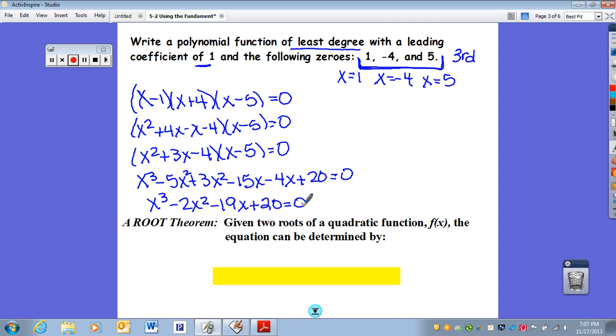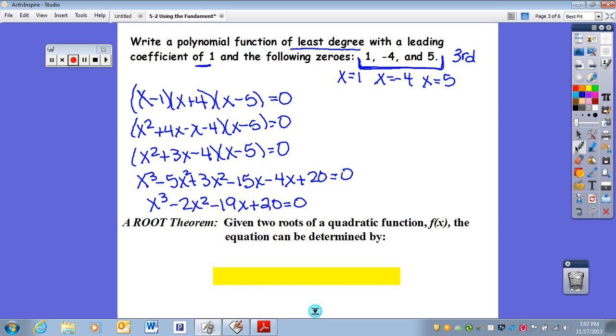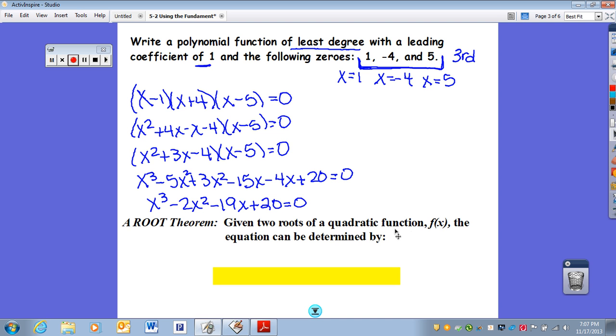So we do have a shortcut that we can use that some of you already do use when you FOIL, and that is this. When you are given 2 roots of a quadratic function, the equation can be determined by squaring the x's, then you subtract the sum, and then add on the product. Well, I do that anyway already.